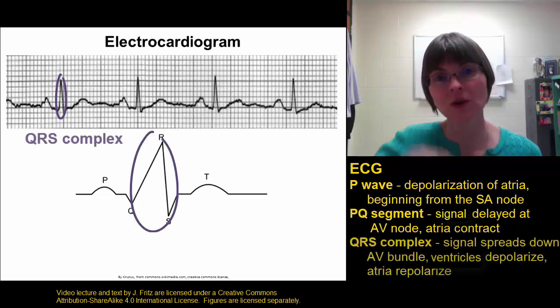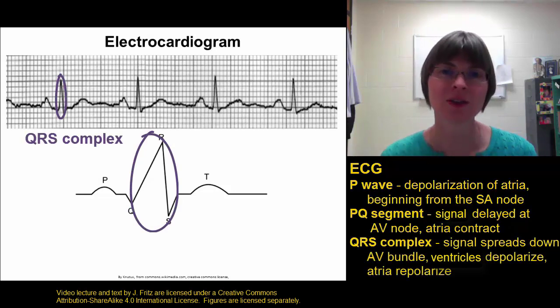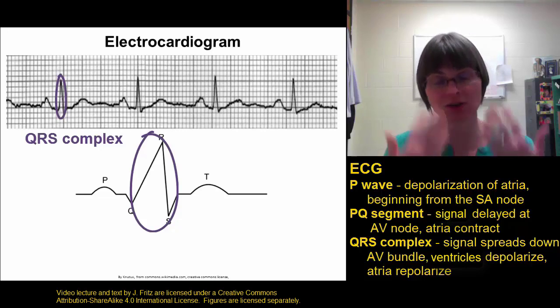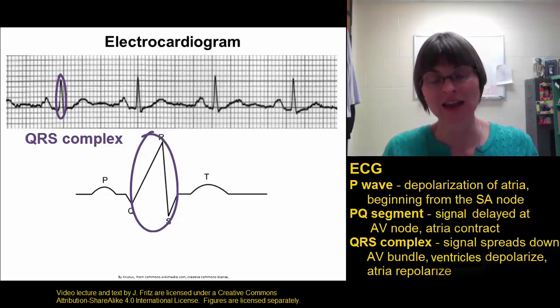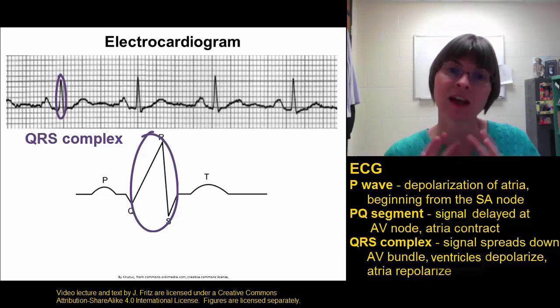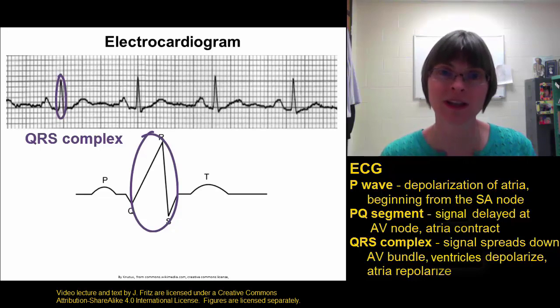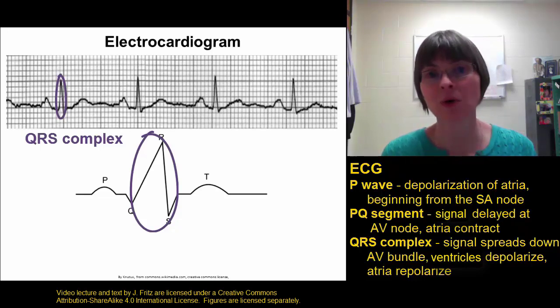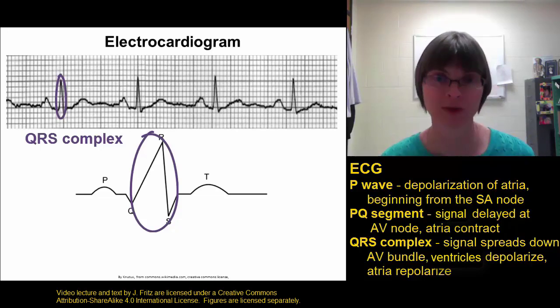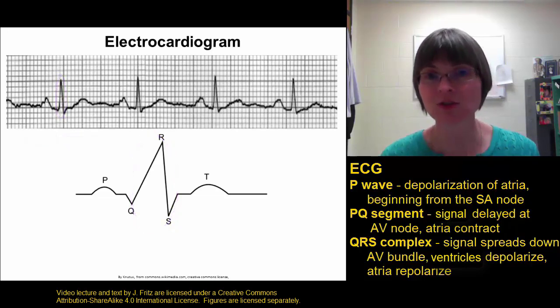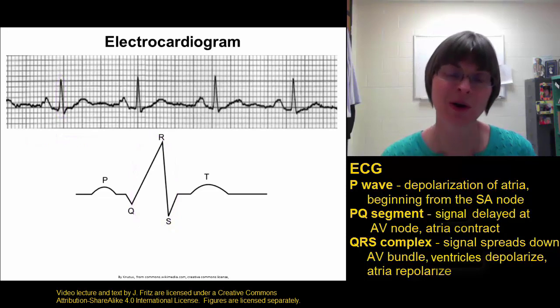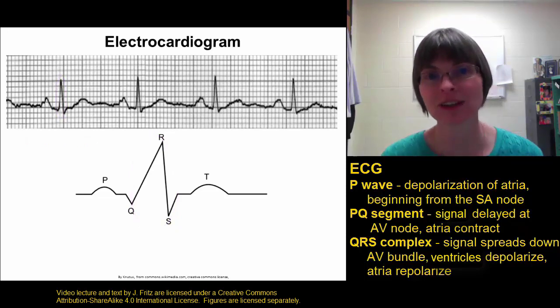We get what's called the QRS complex. During the QRS complex, the signal to contract is spreading through the ventricles. It's going down the AV bundle, through the right and left bundle branches, and then up the Purkinje fibers to depolarize the ventricles so that they will be able to contract in a moment. At the same time the ventricles are depolarizing, our atria are repolarizing or going back to their normal membrane potential. The ventricles don't actually contract during the QRS complex. That happens during the next segment.